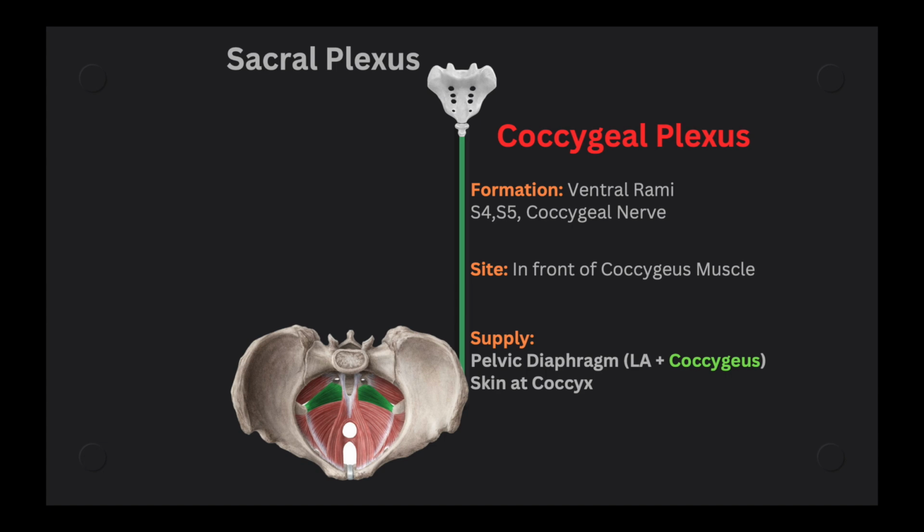So these two plexuses, the sacral plexus and coccygeal plexus, basically are the somatic nerve supply for the pelvic floor and the organs in it, and they supply mainly the skeletal muscles. The other nervous system which is involved in the normal and abnormal functioning of these organs and the pelvic floor is the autonomic nervous system.